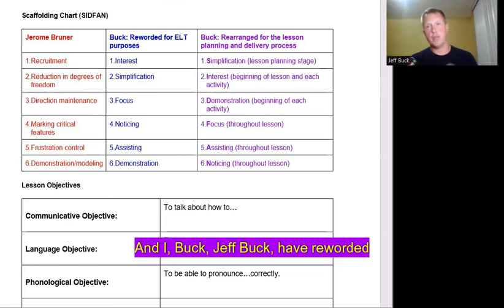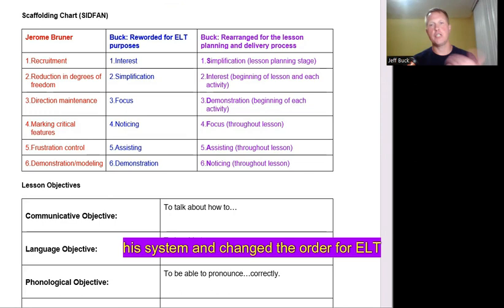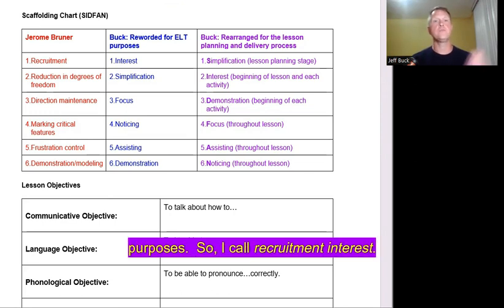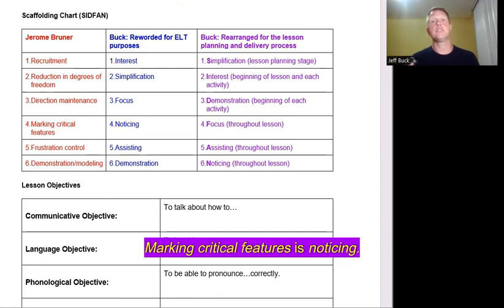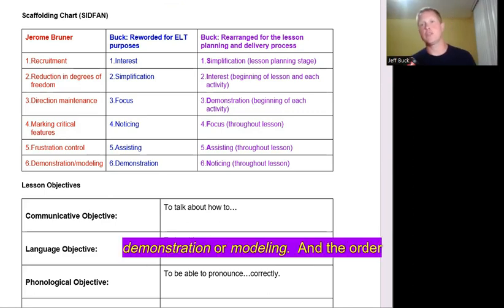And I, Jeff Buck, have reworded his system and changed the order for ELT purposes. So I call recruitment interest. Instead of reduction in degrees of freedom, I say simplification. Direction maintenance is focus. Marking critical features is noticing. Frustration control is assisting, and demonstration or modeling is demonstration or modeling.